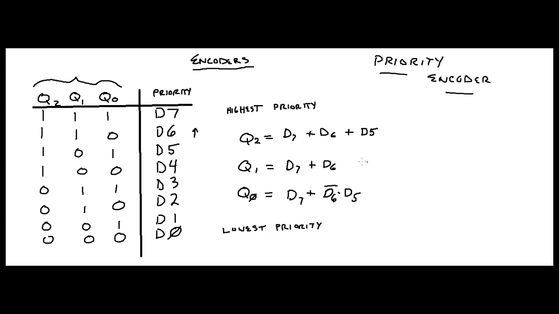So let's look at D4. Well, obviously, D4 would be high on Q2, right? What about Q1?